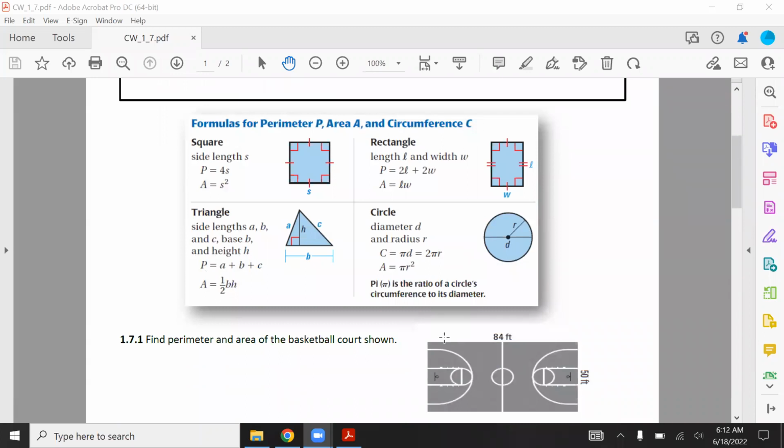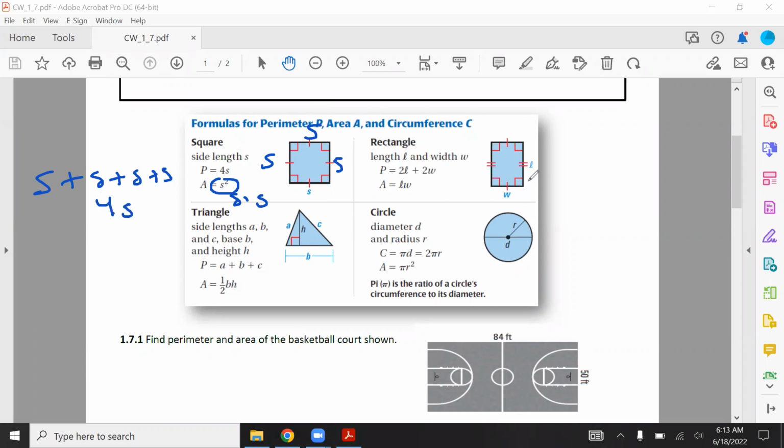Okay, so now formulas for perimeter, area, and circumference. So we have 4 shapes here. We have a square, a triangle, a rectangle, and a circle. Square, hopefully this makes sense. It's just going to be the base times the height, or the length times the width, however you want to think of it. All the sides are the same, of course, because it is a square. So it's simply just s times s, which is s squared. And the perimeter, you add up all the sides. So you're adding up s 4 times, which combines to 4s.